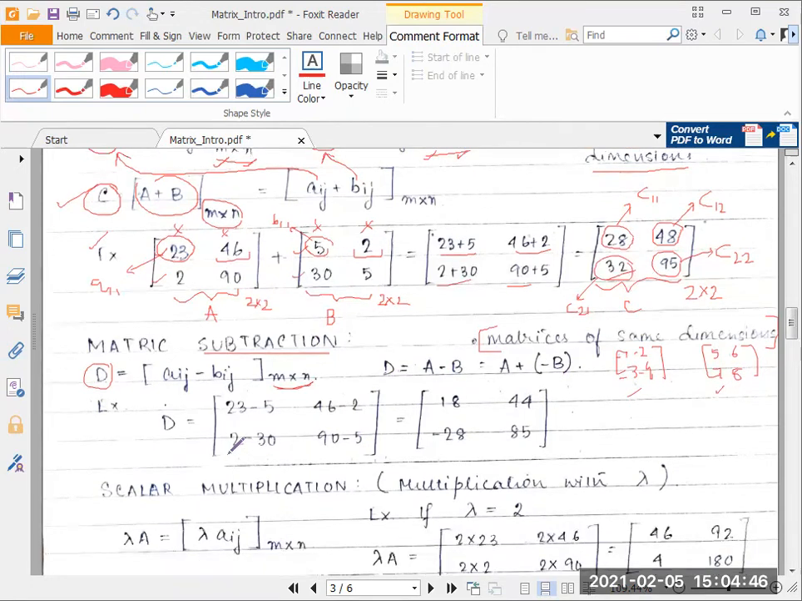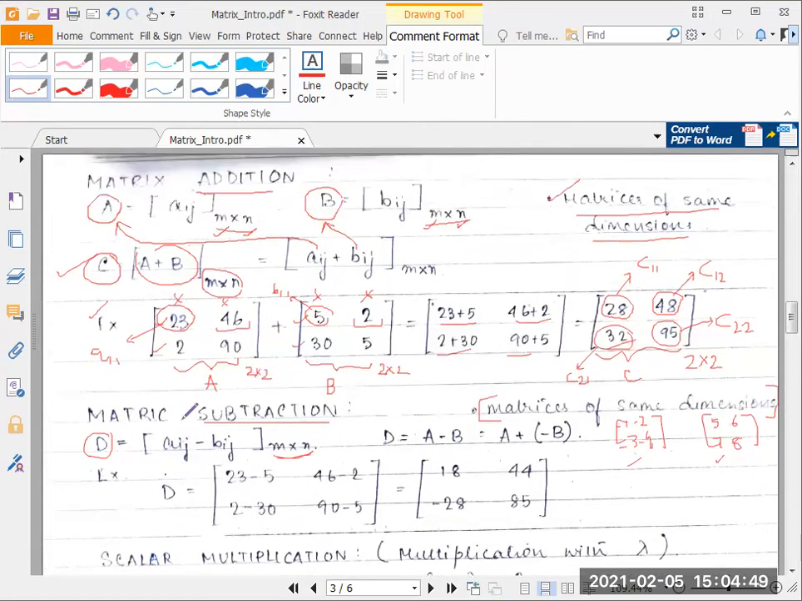So let's look at an example. Let's suppose I have matrix A and B as before. So I have the A matrix, that is 23, 46, 2, 90, and I have the matrix 5, 2, 30, and 5 to represent the B matrix. Then D11 will be 23 minus 5. So let me just mark this here. This one is D11, because this corresponds to the first row and the first column. This element is D12 because this corresponds to the first row and second column.